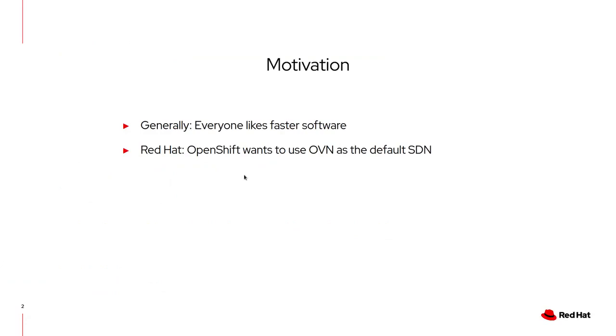Why was performance such a big focus in 2021? First off, it may seem obvious, but everyone likes their software to run faster. This goes even more so when it comes to the transparent back-end processes like the control plane of the network. From Red Hat's perspective, OpenShift wants to use OVN as its default SDN solution. Up until early 2021, the main concern had been feature parity with OpenShift SDN. But even with all the features in place, nobody wants to use OpenShift if the network performance has decreased.